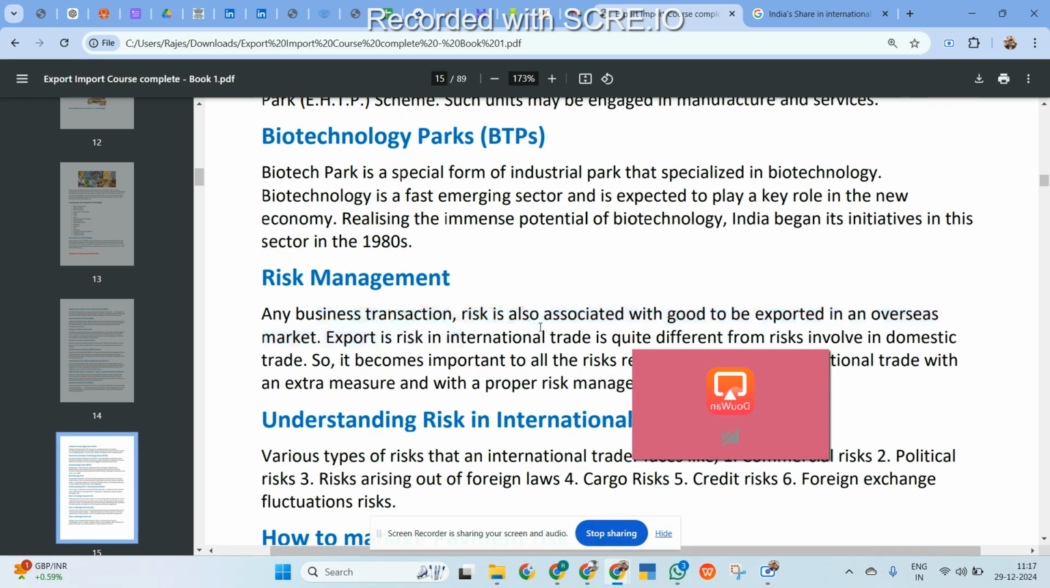Then we have risk management. In any business transaction, risk is involved. In export import business, 1% risk is always there. So you have to carry out that business, and that risk as well.